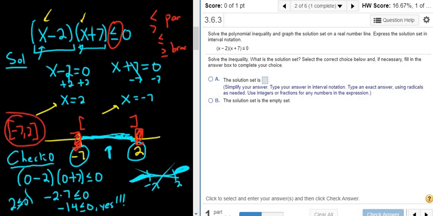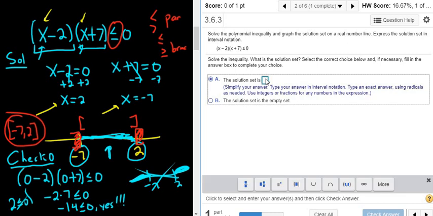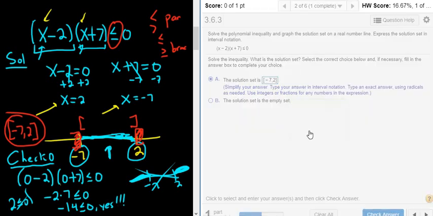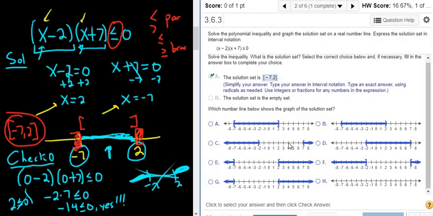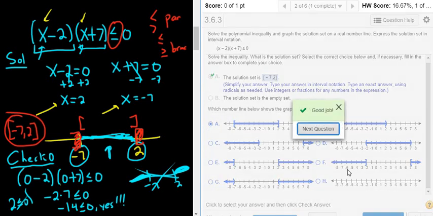Let's type it in and see if we get it right. So the solution set is bracket negative 7, comma 2, bracket. Check answer. And then, oh wow, that's a lot of choices. I think it's the first choice, right? It's this one here, negative 7 to 2. That's what we have in our picture. So let's go with it. Let's be bold and try it. Yes, that's it. I hope that made sense.